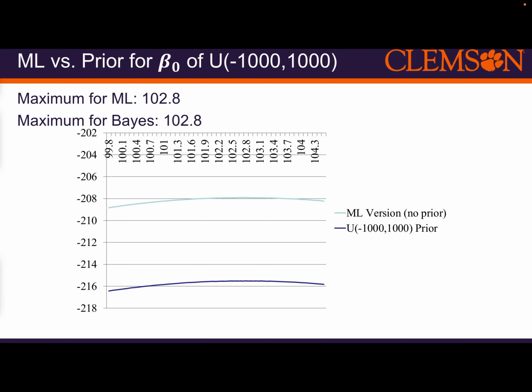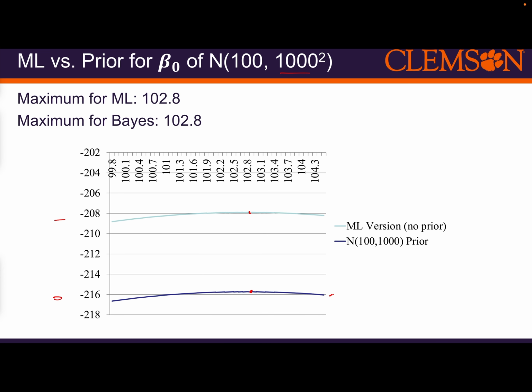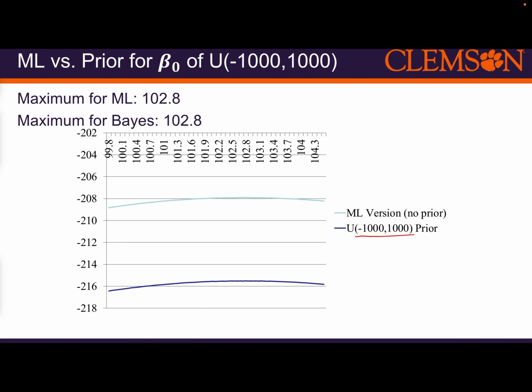All right, this is what happens if we use another uniform distribution. Again, uniform between -1,000 and +1,000. This is the definition of an uninformative prior. Again, it functions very similarly to that normal distribution with 1,000 for variance.